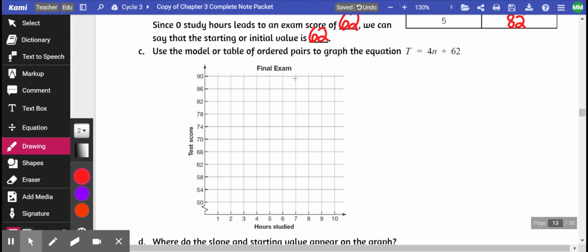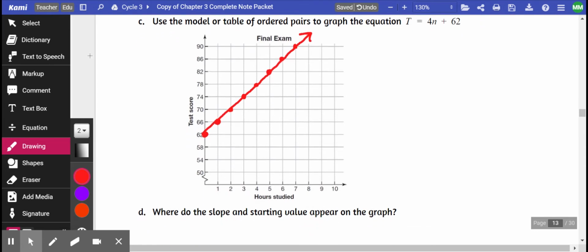So we're going to go ahead and use the table to graph our equation. So using the table, I had a score of 62 for 0 hours studied. I then had a score of 66 for 1 hour studied. For 2 hours, it was 70, for 3, 74, for 4, 78, and for 5, 82. And we would be able to continue this pattern then for hours 6 and 7. And just connect those dots to create your line.